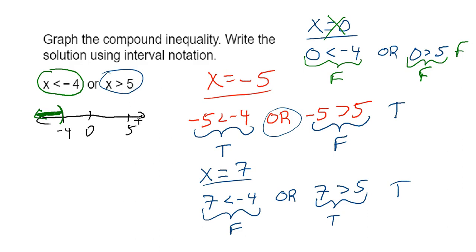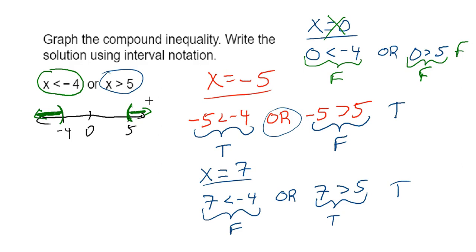Greater than 5 would be all the numbers to the right of 5. That's the direction in which numbers get bigger. If we want numbers that are bigger than 5, those would all be to the right of 5. Again, parentheses on the 5 because there's no equals to. Now they don't overlap each other, but OR doesn't need them to overlap. If this was an AND, we'd be in trouble, because for AND, we have to have them both true at the same time.